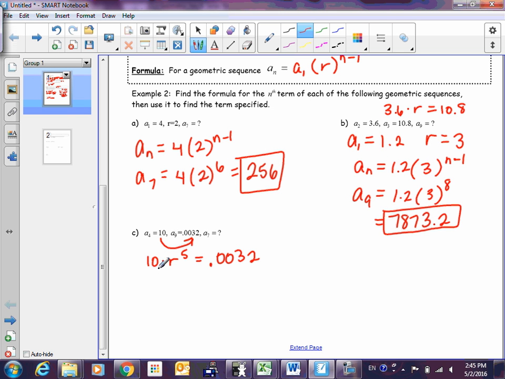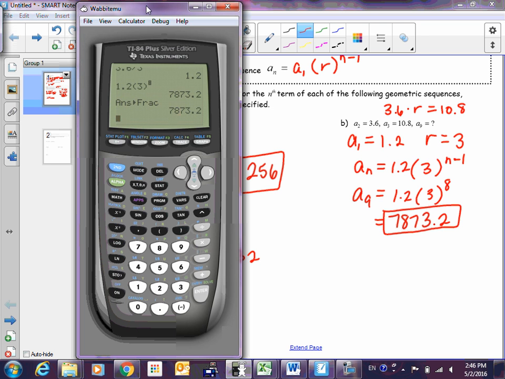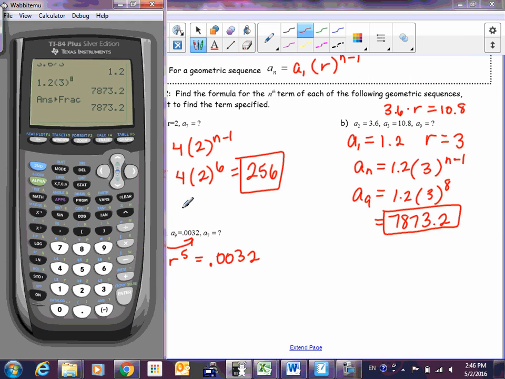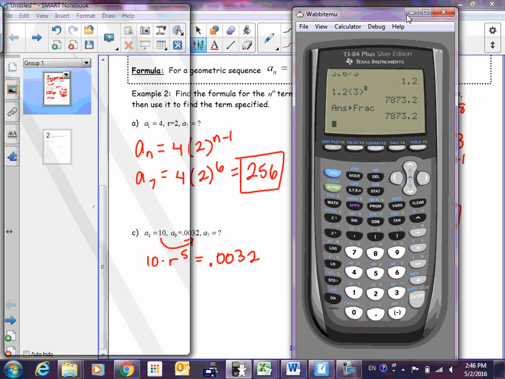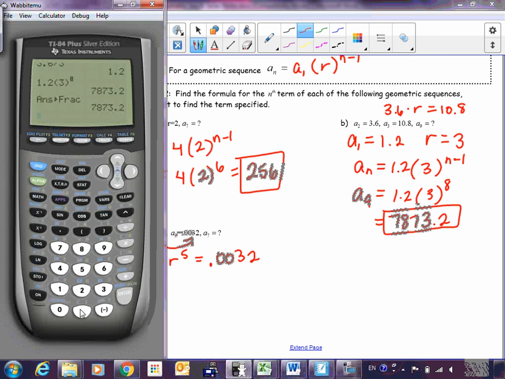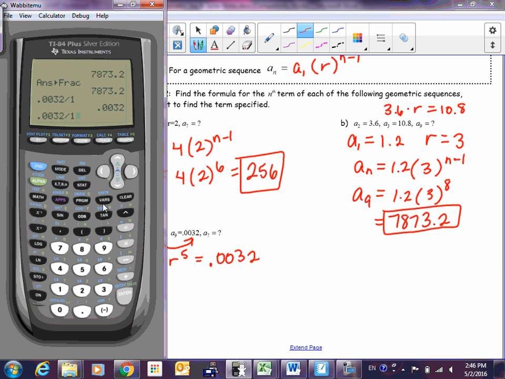Okay, so how do we solve this equation? Well, first thing is we definitely want to divide by 10. So 0.0032 divided by 10. And that's just going to move the decimal place over one. I'm off my game a little bit today, guys. Here we go. All right, and that's scientific notation. Now that's what r to the 5th equals.